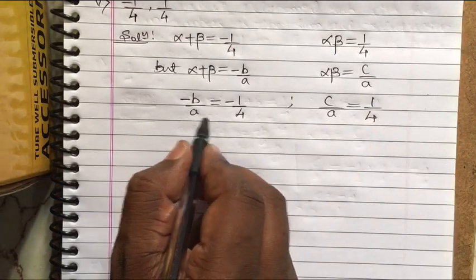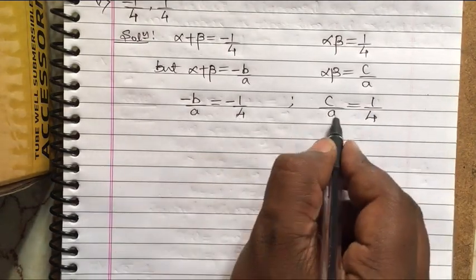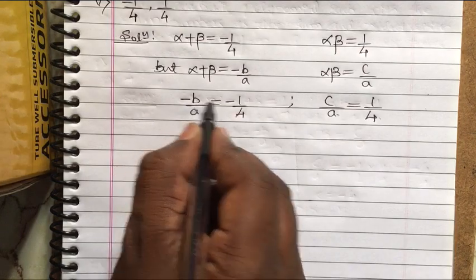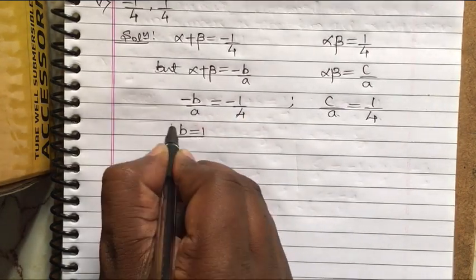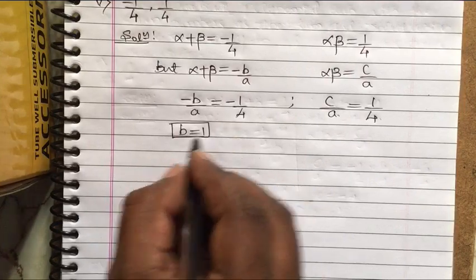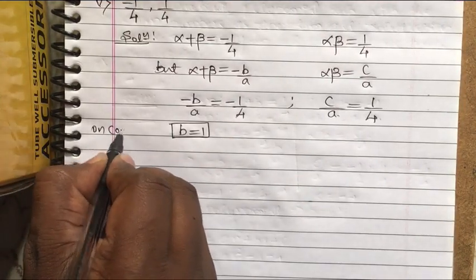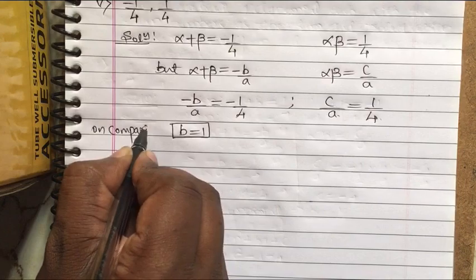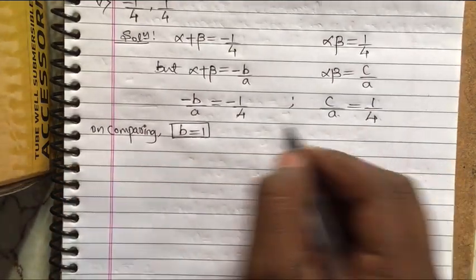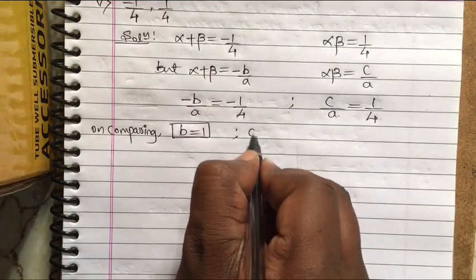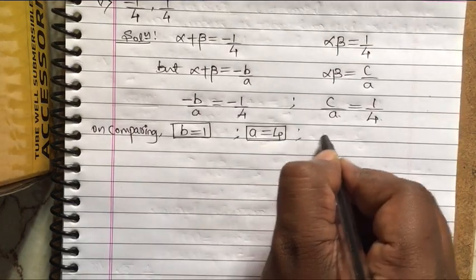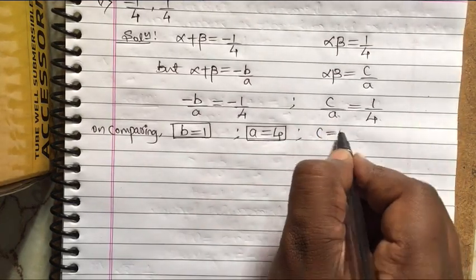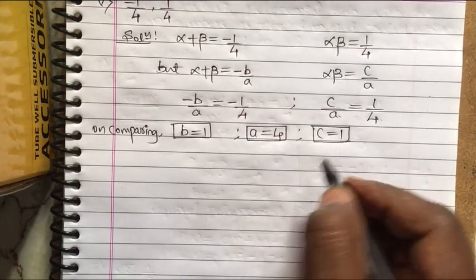So now compare the ratios. Now a is 4 both the sides, so minus b equal to minus 1, b is equal to plus 1. This is the value of b. Here we can write on comparing, b equal to 1, and then a is equal to 4, and then what is the value of c now? C equal to 1. So we have got all the three values.